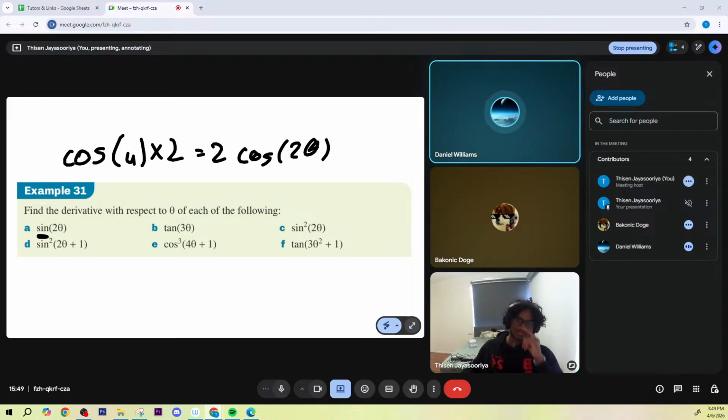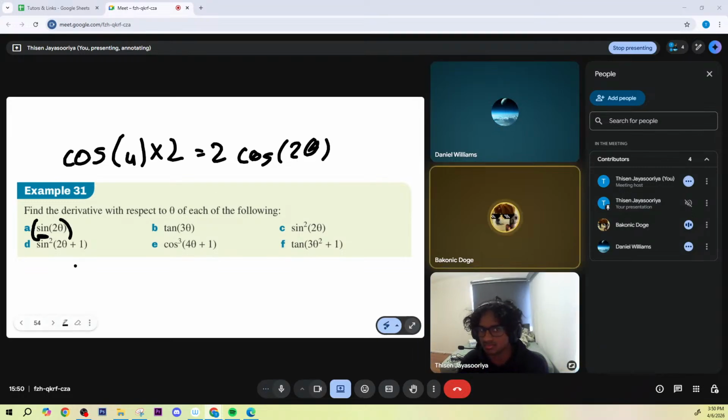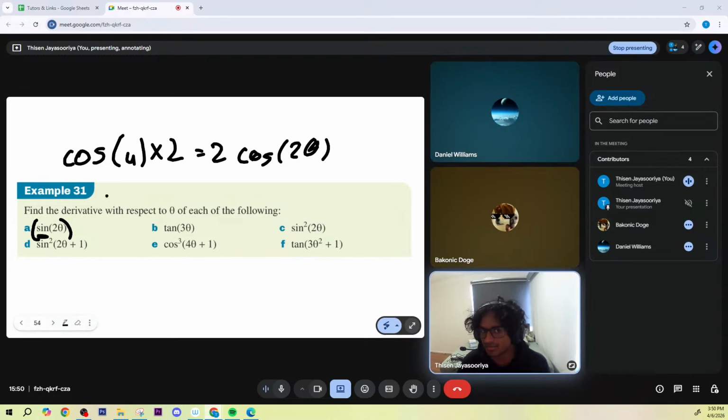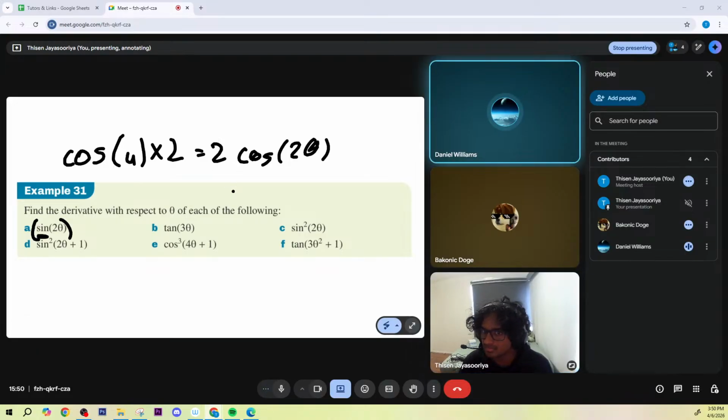Not really. Are you talking about the inside function or the outside function? Both. This is the derivative of the whole function. So I use the inside function and the outside function to find the derivative of the whole function. And what was the first thing you wrote down?